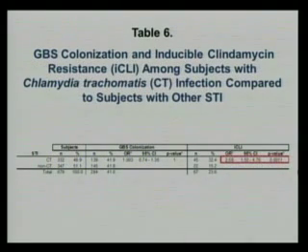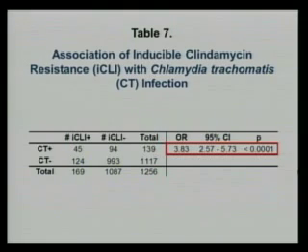In this table, GBS colonization and inducible clindamycin resistance among subjects with chlamydia compared to subjects with other STIs. If the mom had chlamydia and not any other STIs, then she was not more likely to be colonized with GBS, but she was more likely to have a clinda-resistant strain. Is that because she was treated with azithromycin? Maybe, but we can't say that yet, but that's a good hypothesis to make. Association of inducible clindamycin resistance with chlamydia infection is, as I said, you're 4 times more likely to have inducible clindamycin resistance with a chlamydia infection than you are without one.